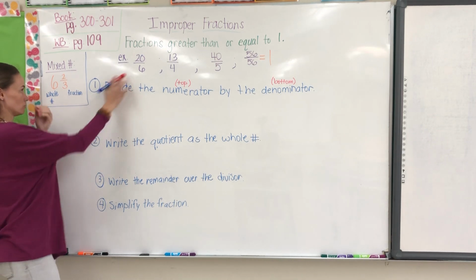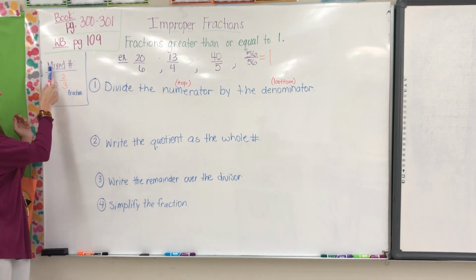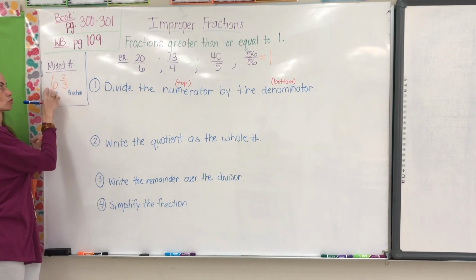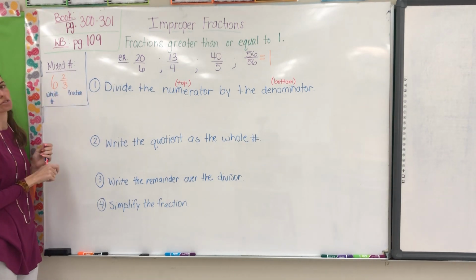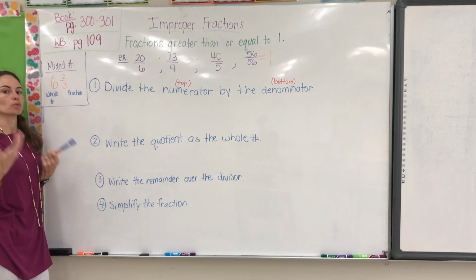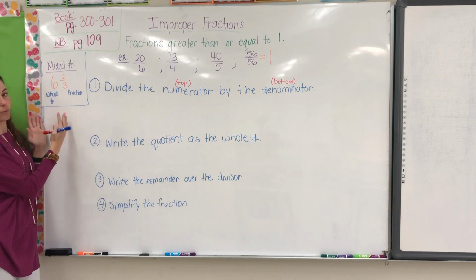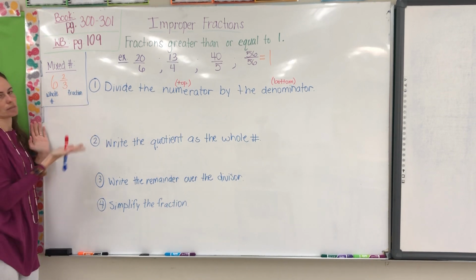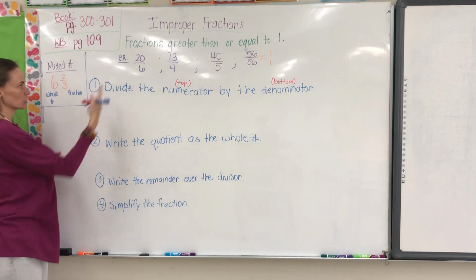Okay, so let's start with this one. Remember, a mixed number is a mix of a whole number and a fraction, so 6 and 2/3. Similar to the decimals that you did last week that were greater, they had a whole number, the decimal, and then the decimal part, which is similar to the fraction part. So let's go through these.